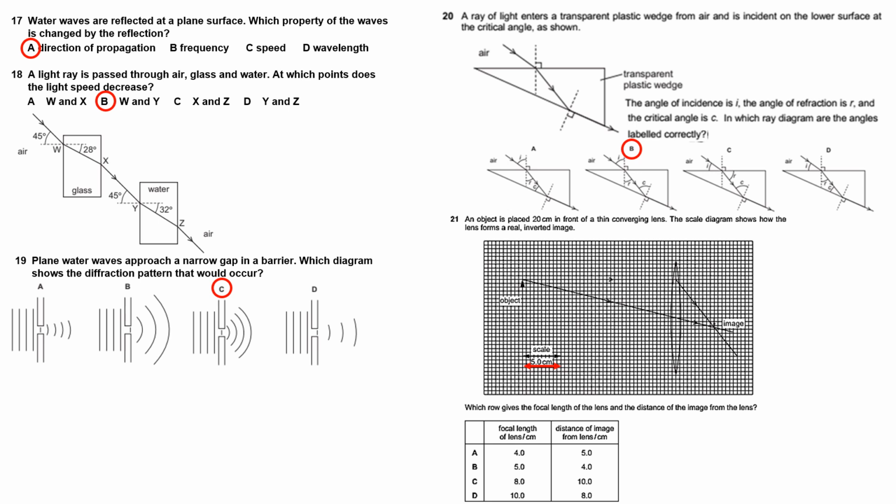To find the focal length, we will use the lens formula, but first we must use the scale given in this question to find the distance of the object and the distance of the image from the lens. The object distance is 20 centimeters, and the image distance is minus 5 centimeters. The negative sign indicates that the image is formed on the opposite side of the lens. Substituting the known values into the formula, we obtain the focal length of the lens.